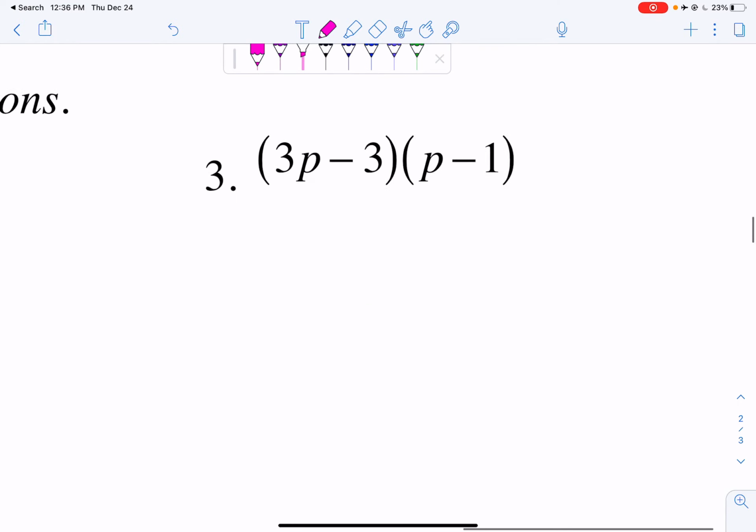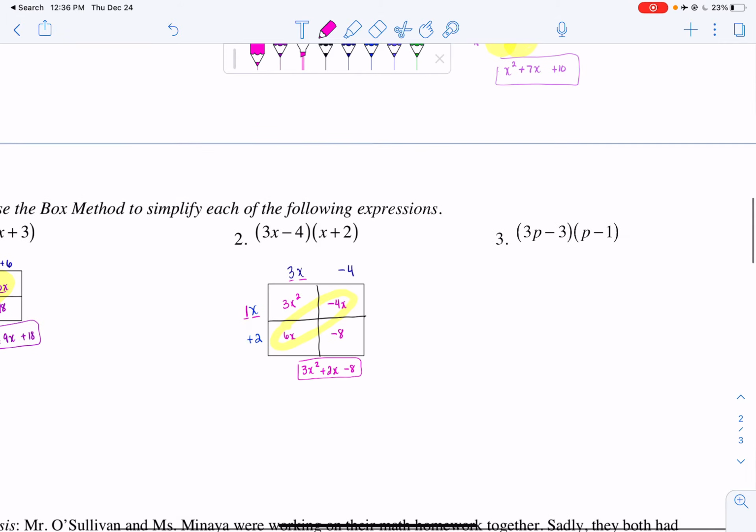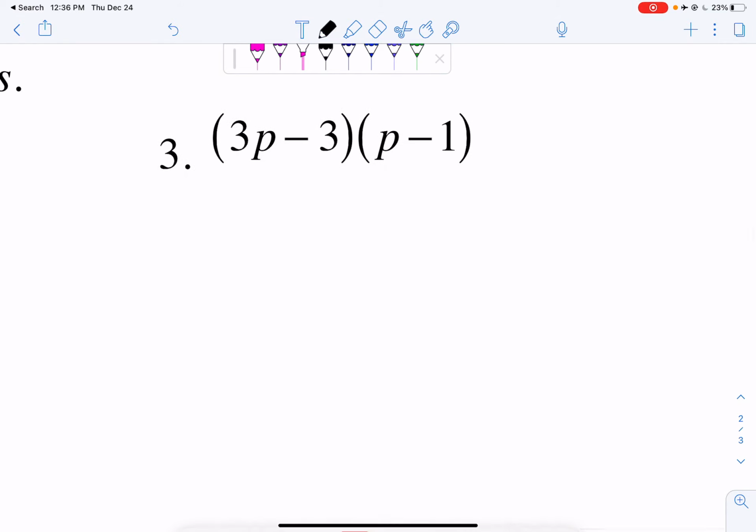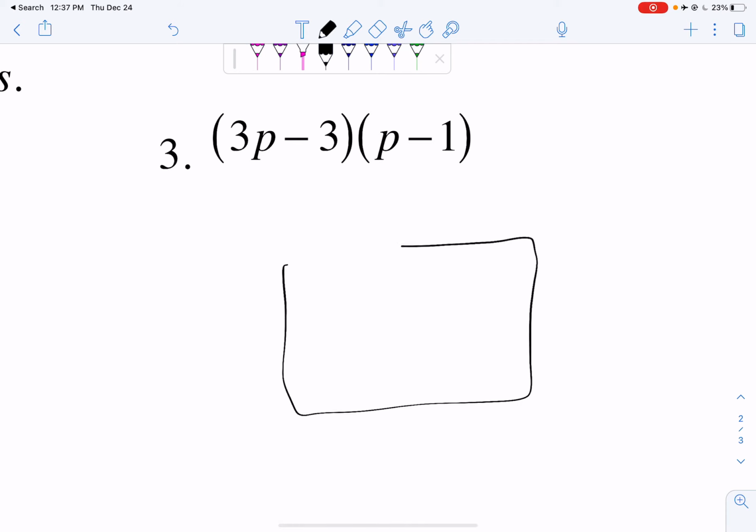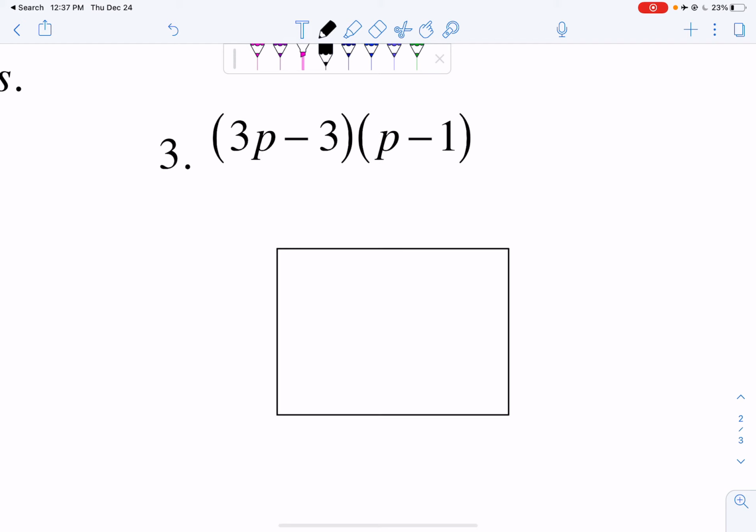Last but not least, I have 3p minus 3 times p minus 1. So you're not always going to be given x's, but the procedure is the exact same. Draw your box with 4 squares. We put our 3p minus 3 wherever we want. We put our p minus 1 wherever we want. I'm going to change it up now. I'm going to put my 3p minus 3 on the left-hand side.